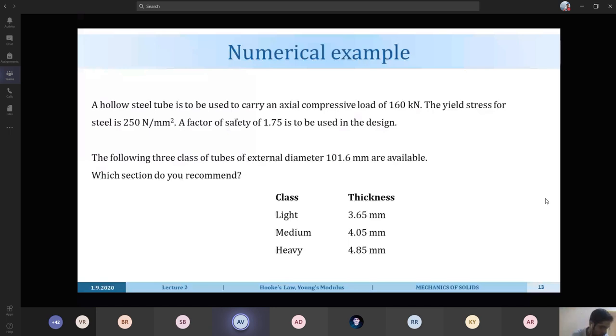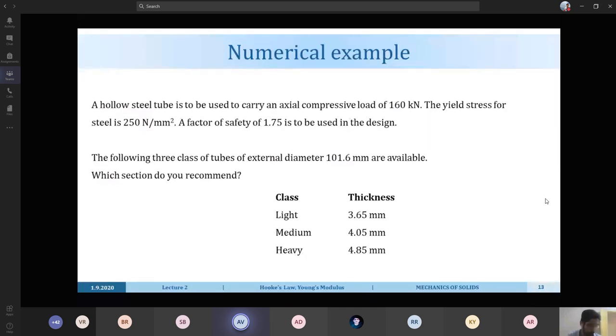Sir, in this question, first I calculated the ultimate load, which is 1.75 times the working load, which is given to be 160 kilonewton. I didn't get it. Can you repeat it again? Sir, I first calculated the ultimate load, which is 1.75 times the working load, which is 160 kilonewton.